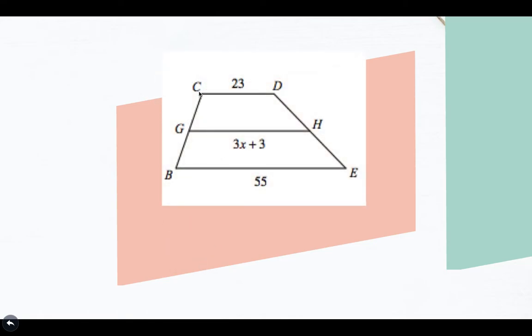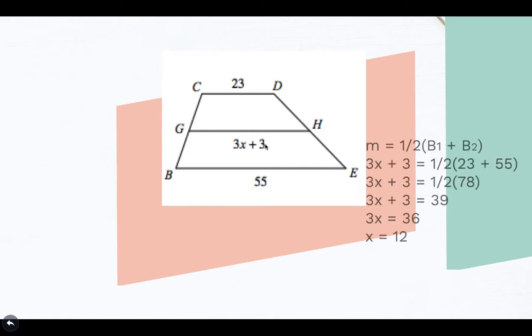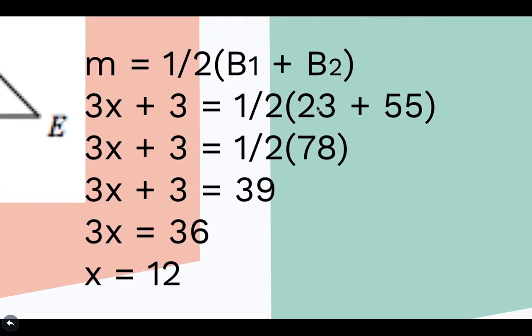Let's take a look at another example. Here, again, we are missing the mid-segment, but instead of just leaving it as a question mark, it gives us an equation. So we need to use our formula to set up an equation. So again, we know that this mid-segment, GH, is going to equal 1/2 the sum of the bases. So instead of just setting up M equals, we know that M, the mid-segment, is equal to 3x plus 3. So we're going to plug 3x plus 3 into one side of the equation, and on the other side we're going to use our formula, 1/2 times 23 plus 55. 1/2 of 78 is equal to 39.